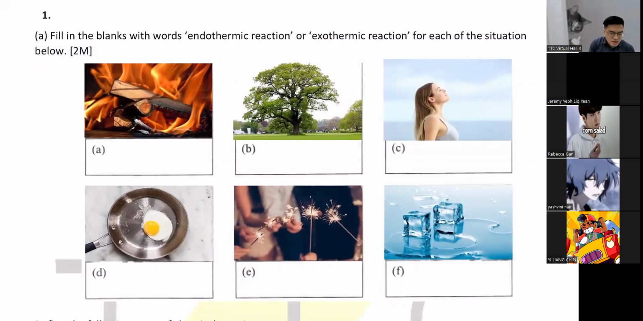So easy. First one, burning. Burning is exo, because the surrounding becomes hot. Next, photosynthesis. They absorb sunlight, they absorb energy. So absorbing is endo. C, respiration. When you do respiration, you have body heat, you get warm. So exo.